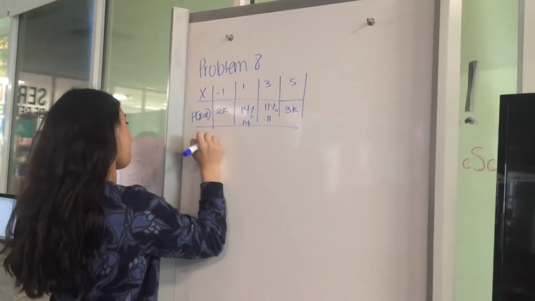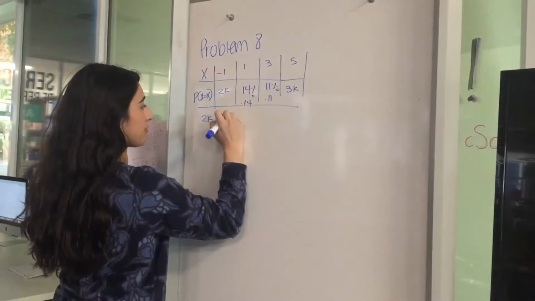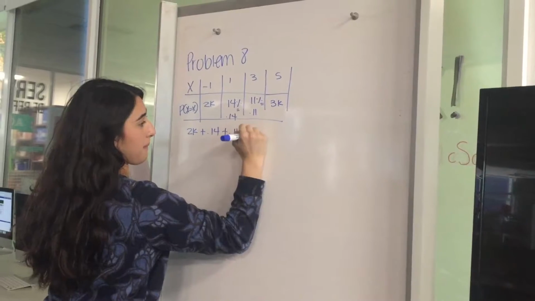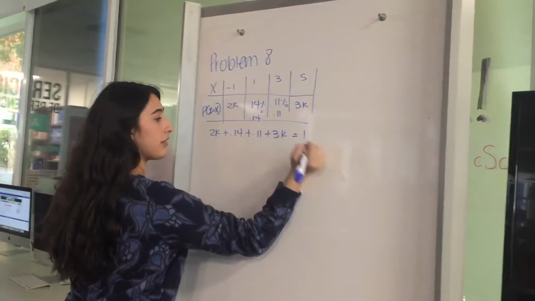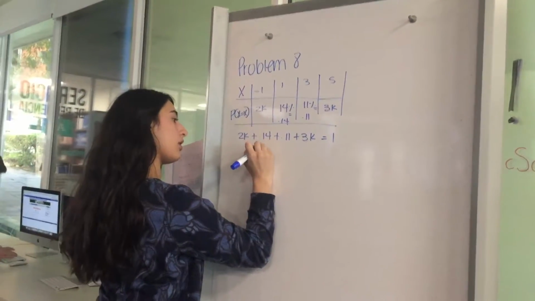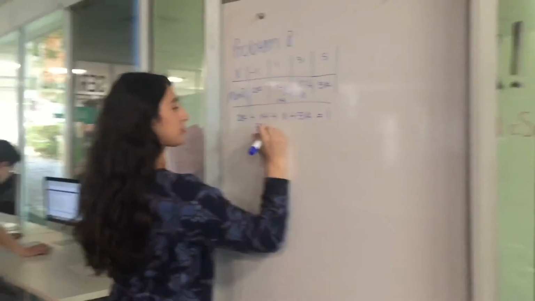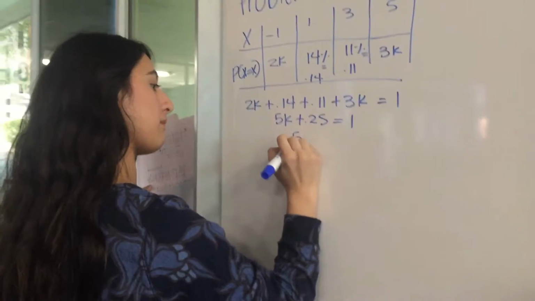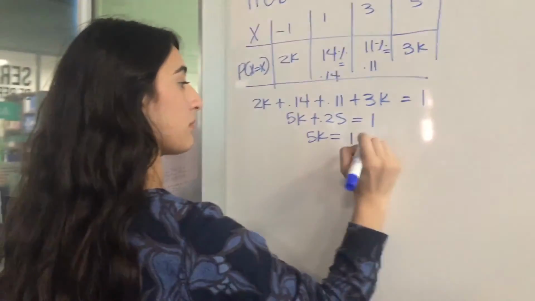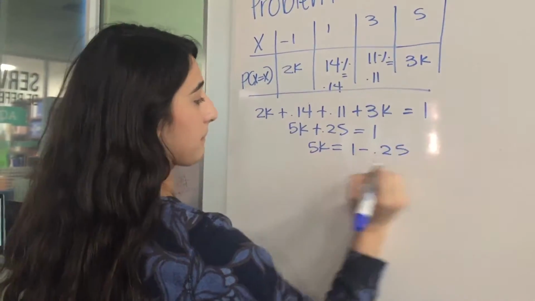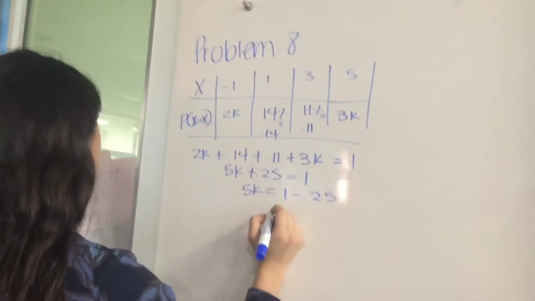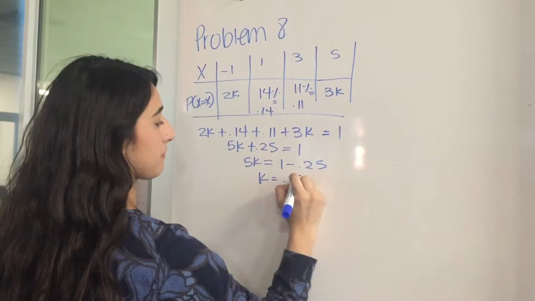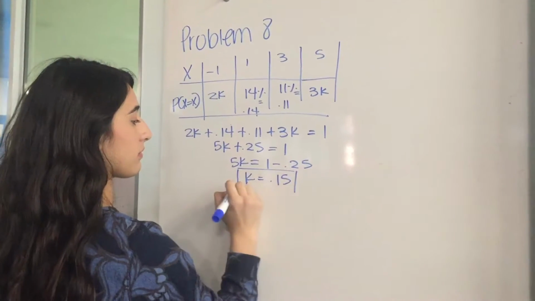To find the value of k, all we have to do is add the numbers at the bottom: 2k plus 0.14 plus 0.11 plus 3k equals 1. Then you add the like terms, and it should give you 5k plus 0.25 equals 1. Then you subtract the 0.25 from the 1, and divide by 5. The answer is 0.15, which is the value of k.